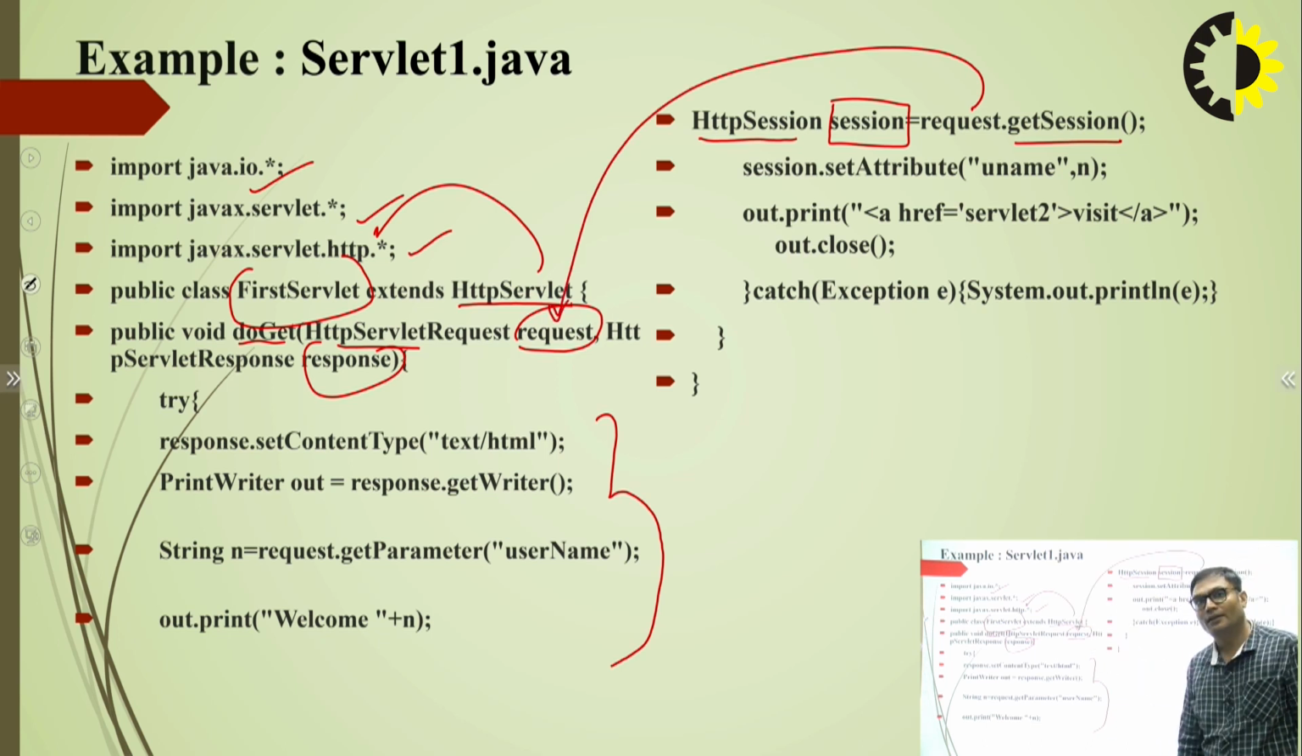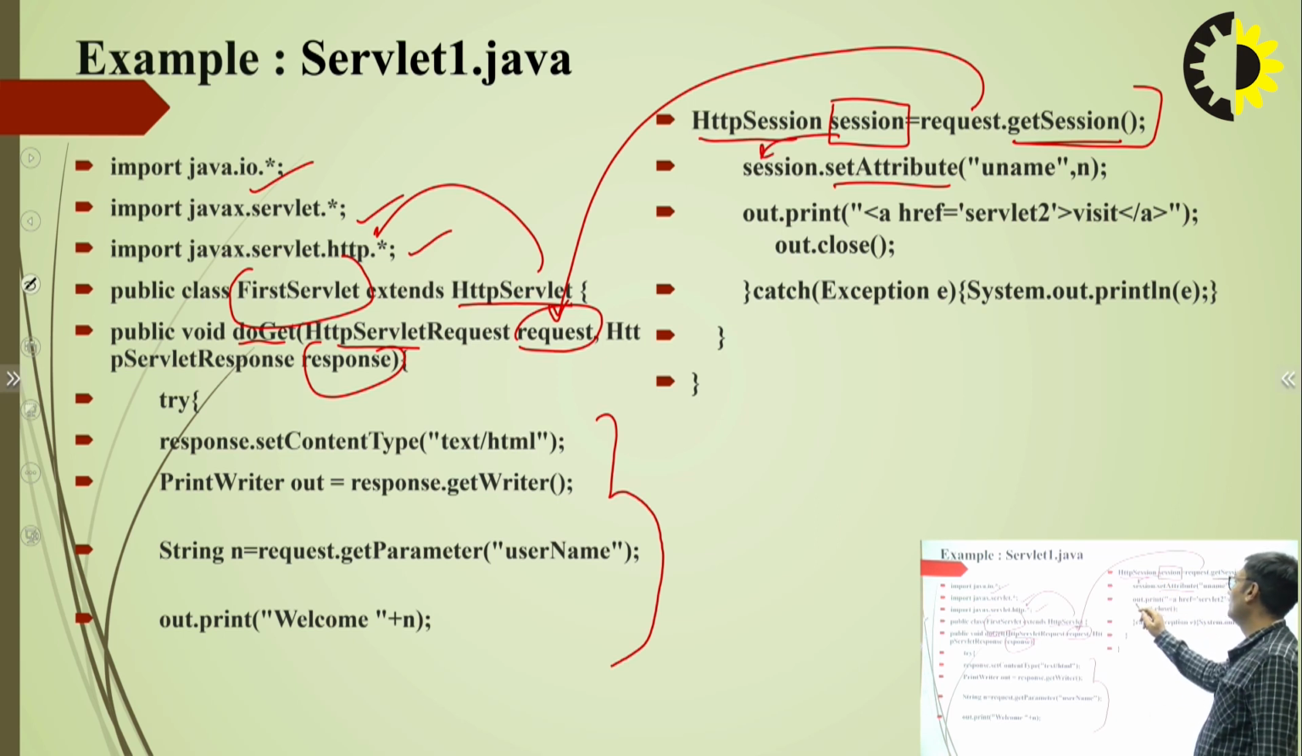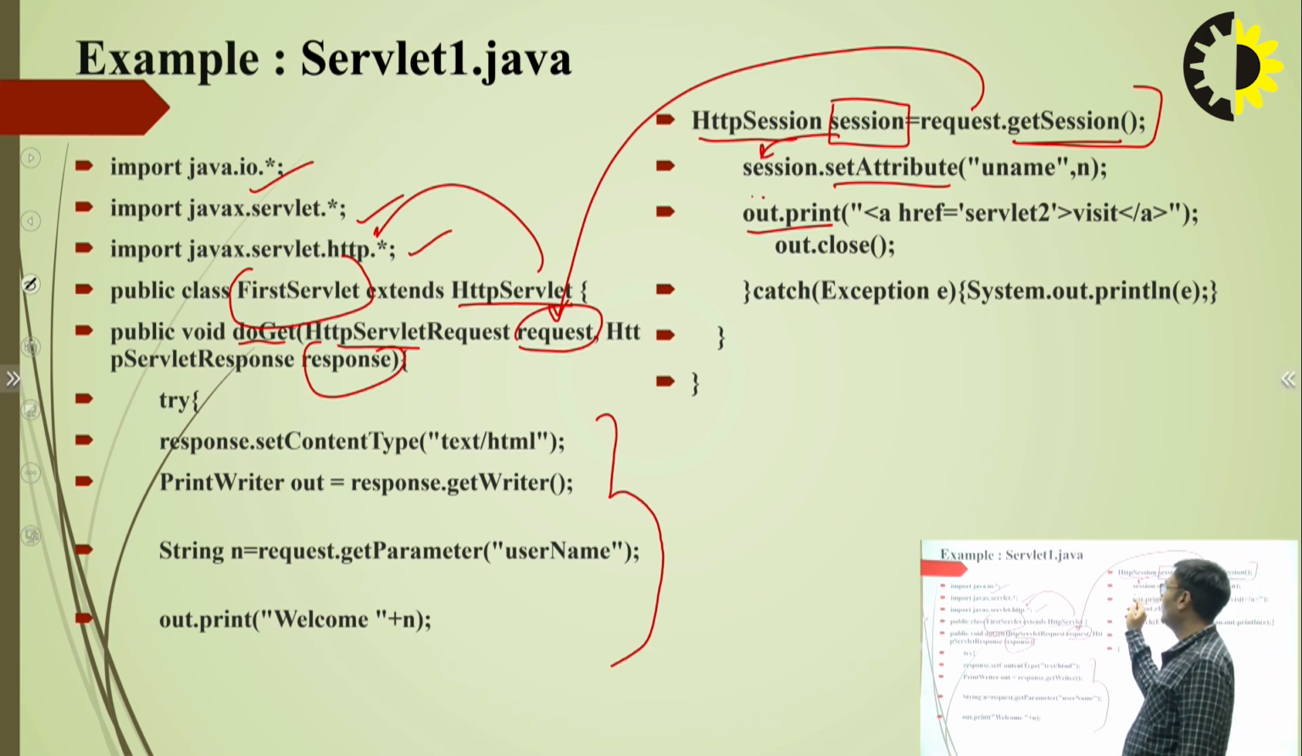So when the client requests, the request object is created through this class, and the session can be created with the object of this request. If we want to set some attribute, the setAttribute method can be called with the session object, session.setAttribute. And if we want to print something, then out.print. Out is an object that comes from this one.